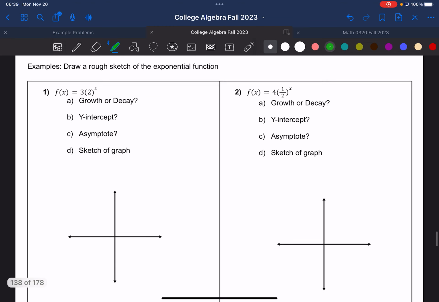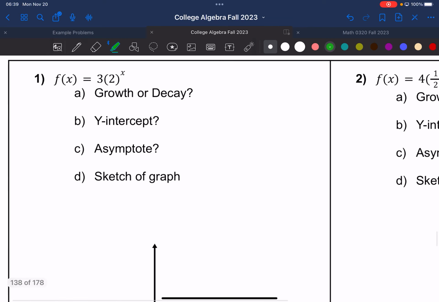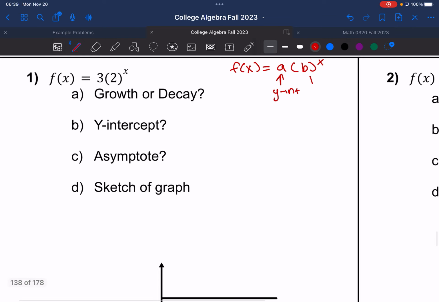So in these examples, we're going to be drawing a rough sketch of each function. So starting with the first function, we have f of x is equal to 3 times 2 to the x power. Remember, our standard form looks like f of x is equal to a times b to the x power, where a is the y-intercept and b is the rate, whether that be growth or decay.